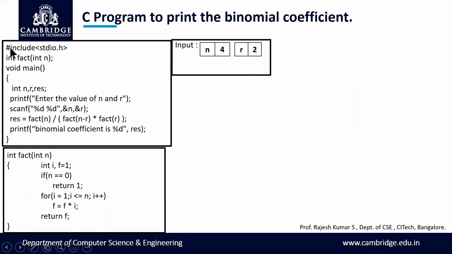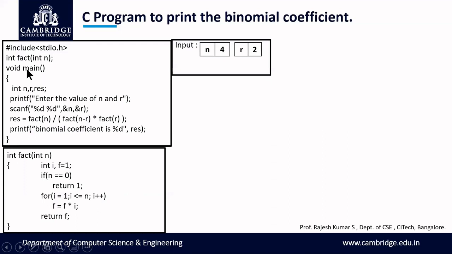Now, starting with the program, I will start by writing a header file. Here the header file is #include <stdio.h>. Next line, I am declaring a function. Here the function is fact, a function which takes one parameter. The argument we are passing is an integer value, which is nothing but n. And the return type of this function is int. We have declared this function, and we have defined the function below the void main. This is the function definition in order to find the factorial of the given number.